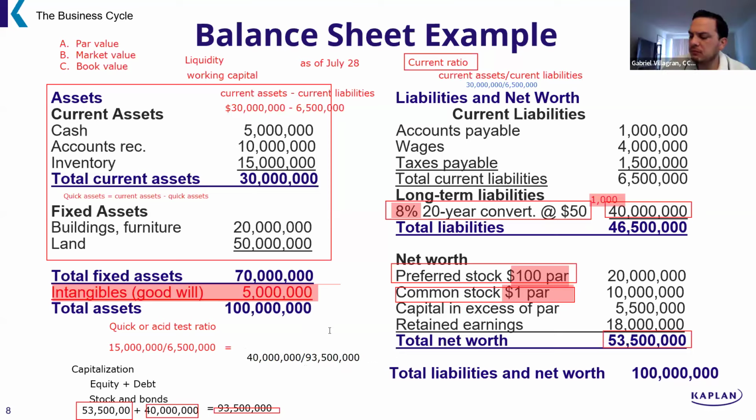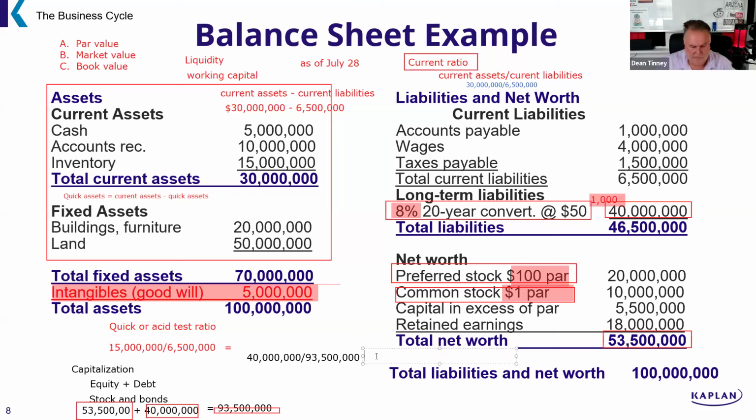So I'll just do it: 40 million divided by 93.5. And we find out, 42 cents or 43 cents if I round up belongs to bondholders. 43 cents of every dollar belongs to bondholders. Now, the point of this is, how much financial flexibility do we have in this business?